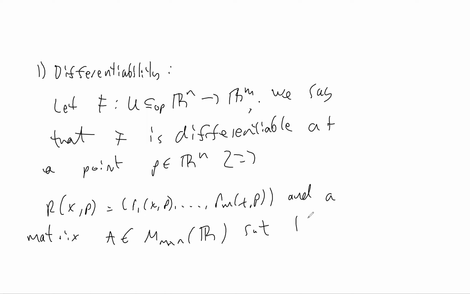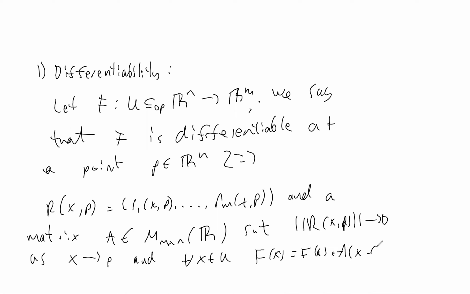such that the magnitude of R of x, p approaches zero as x approaches p, and for all x in U, f of x is equal to f of p plus A times (x minus p) plus the norm of x minus p times R of x. Changing from A to P, A equals P. We'll just put that at the top. I was practicing with A and now I switched to P, but I can't commit.